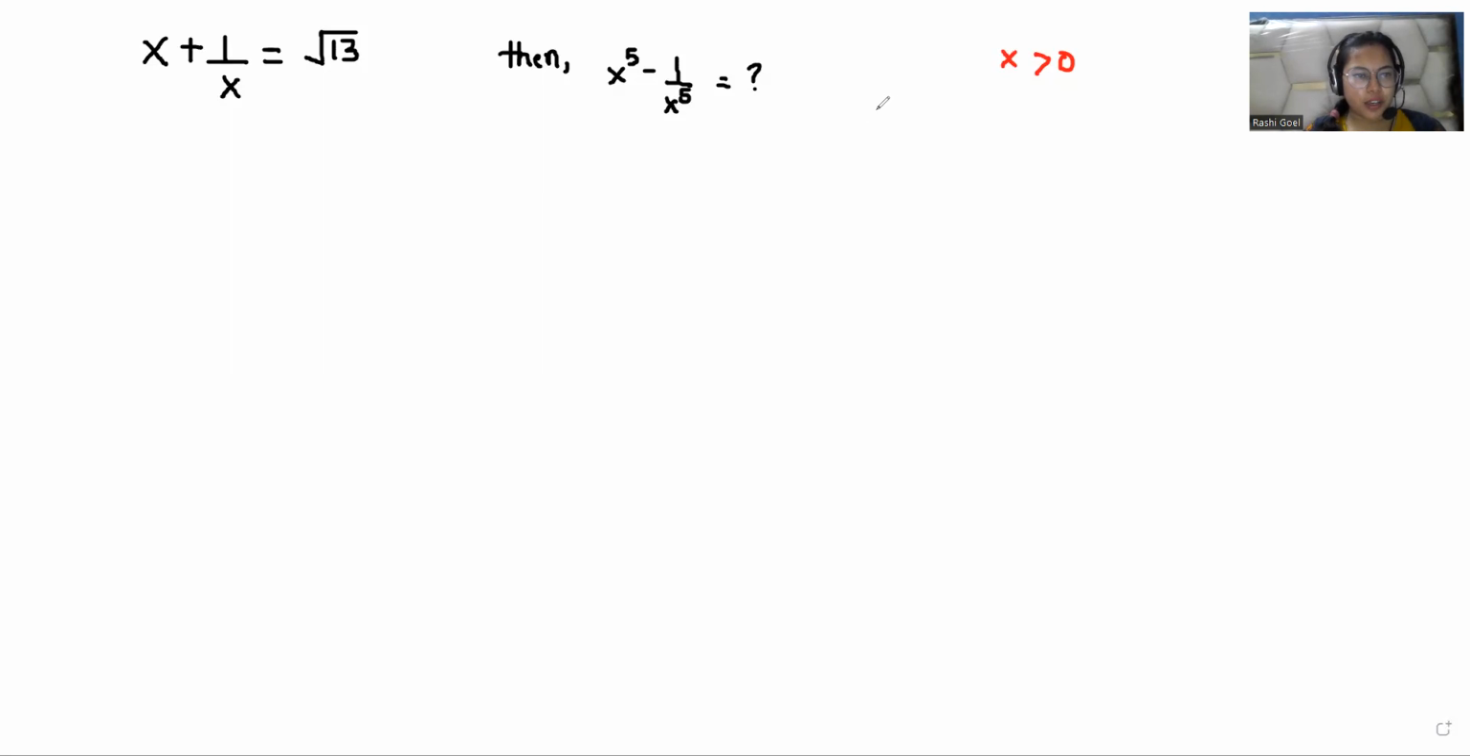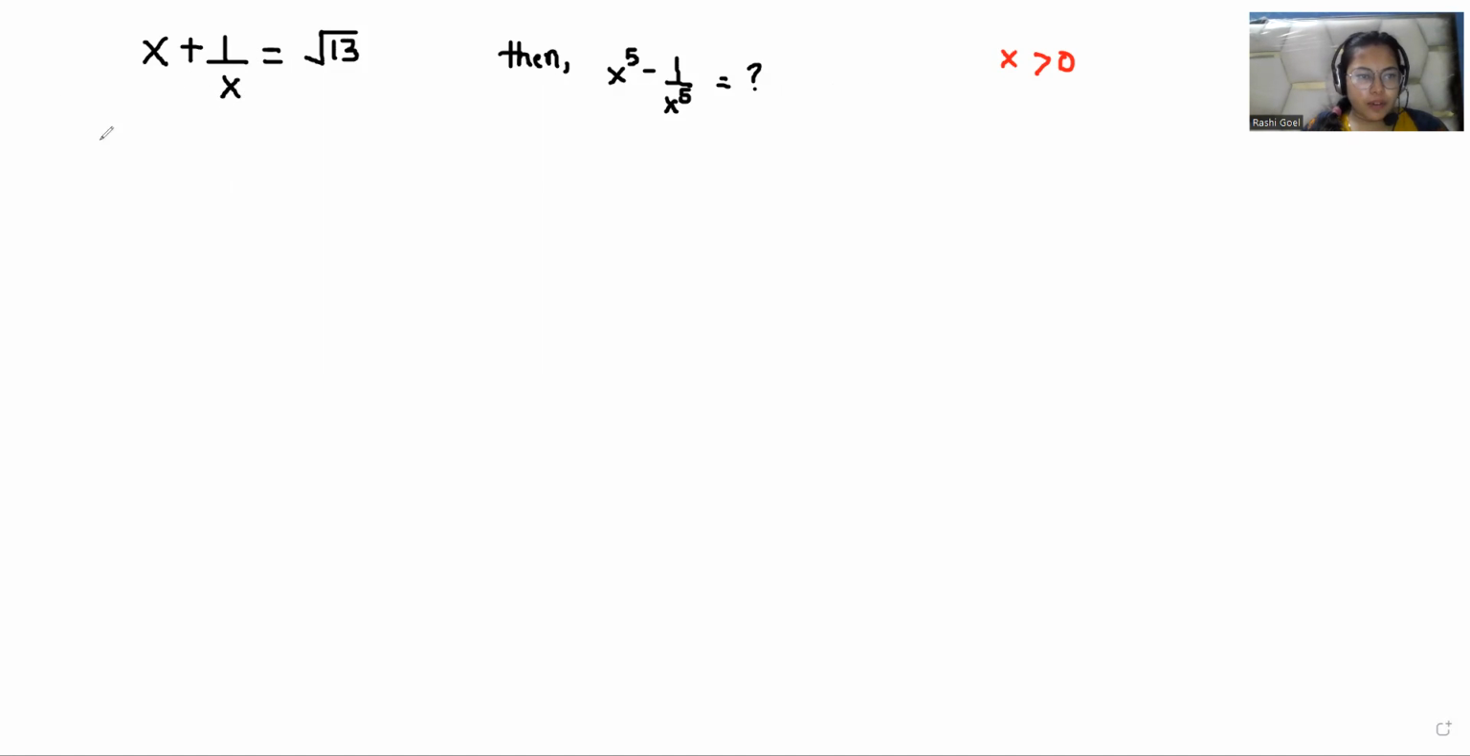My name is Rashi Goel and in this video we are going to solve: when x plus 1 over x is root 13, we have to find the value of x power 5 minus 1 over x power 5. And x cannot be equal to 0 because 1 upon 0 is not possible.